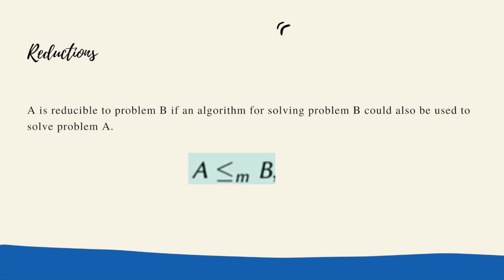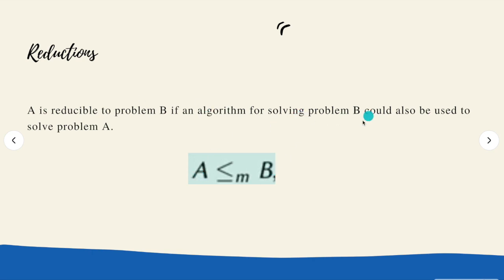A is reducible to problem B if an algorithm for solving B can also be used to solve problem A. That is, if I can solve B, that also means I can solve A, because the yes instances of A can be mapped to yes instances of B, and the no instances of A map to no instances of B. So yes maps to yes and no maps to no, and I'm trying to get a yes or no for A.